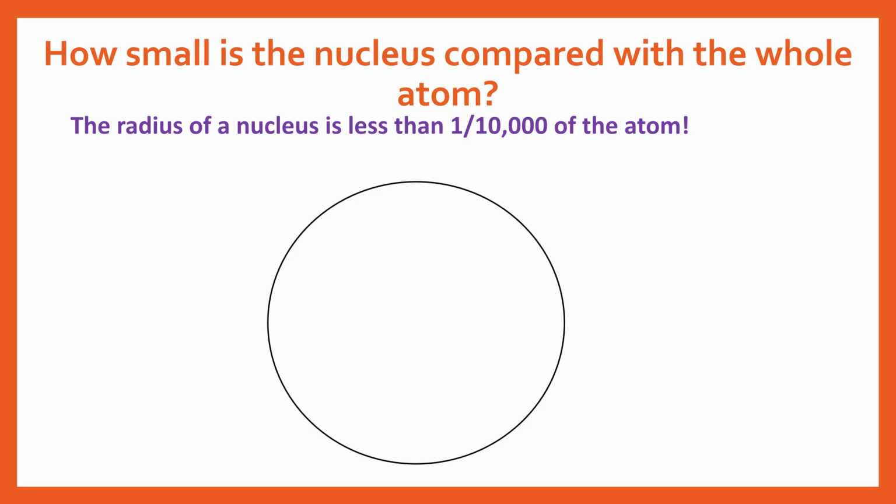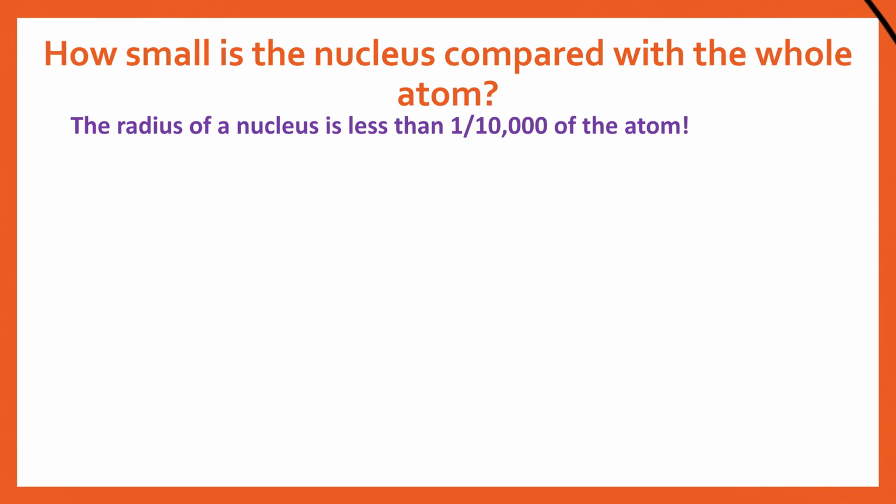Around the outside then we have shells, and on those shells we find electrons, which have a negative charge. So how small is the actual nucleus compared with the atom? So it's 1 over 10,000 of the atom. So that means it's 10,000 times smaller than the atom itself. And that's something that's highlighted there in purple because it is a key part of the specification. There's a little animation here just to show you what that may look like.